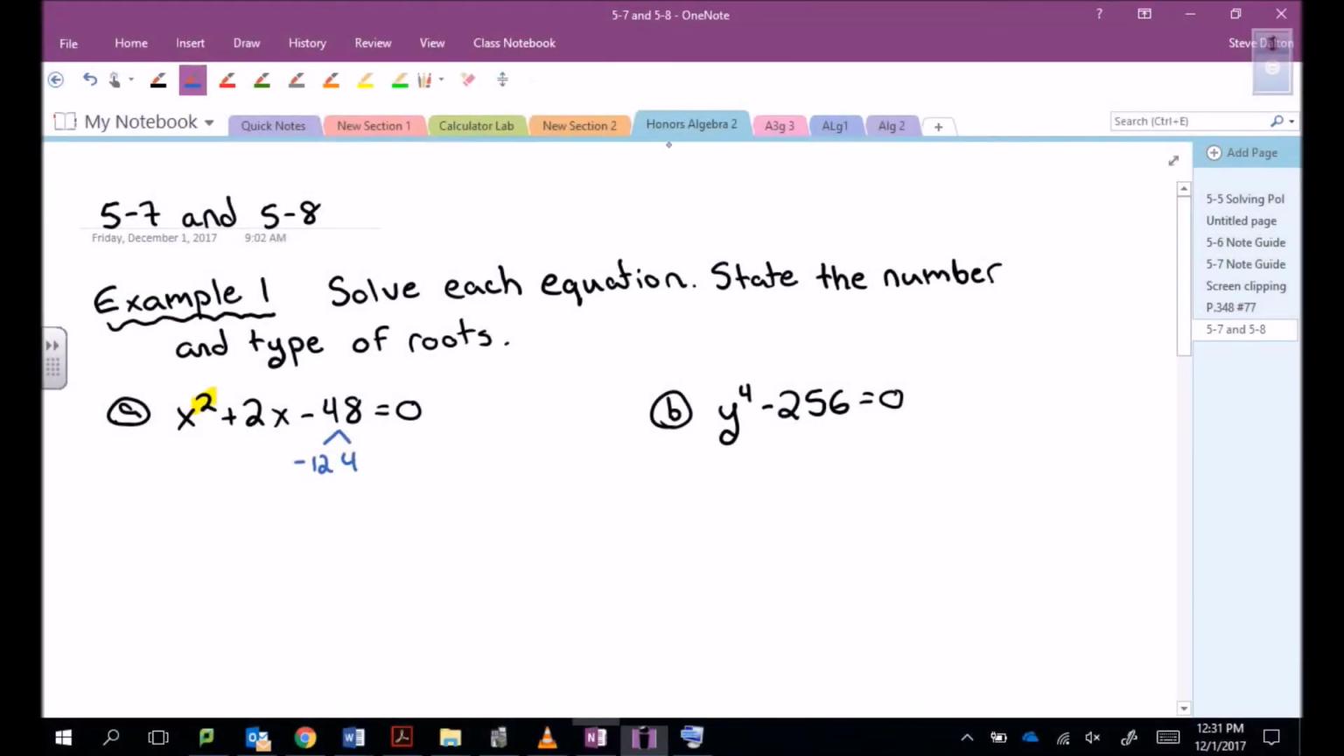Alright, so this first video really focuses on section 5.7, and the second part of the video is going to focus a lot more on section 5.8. When we're looking at these sections, what we're really doing is taking the equations that we've already been factoring, and now we're going to set them equal to 0 and try to find what their roots or what their zeros are.